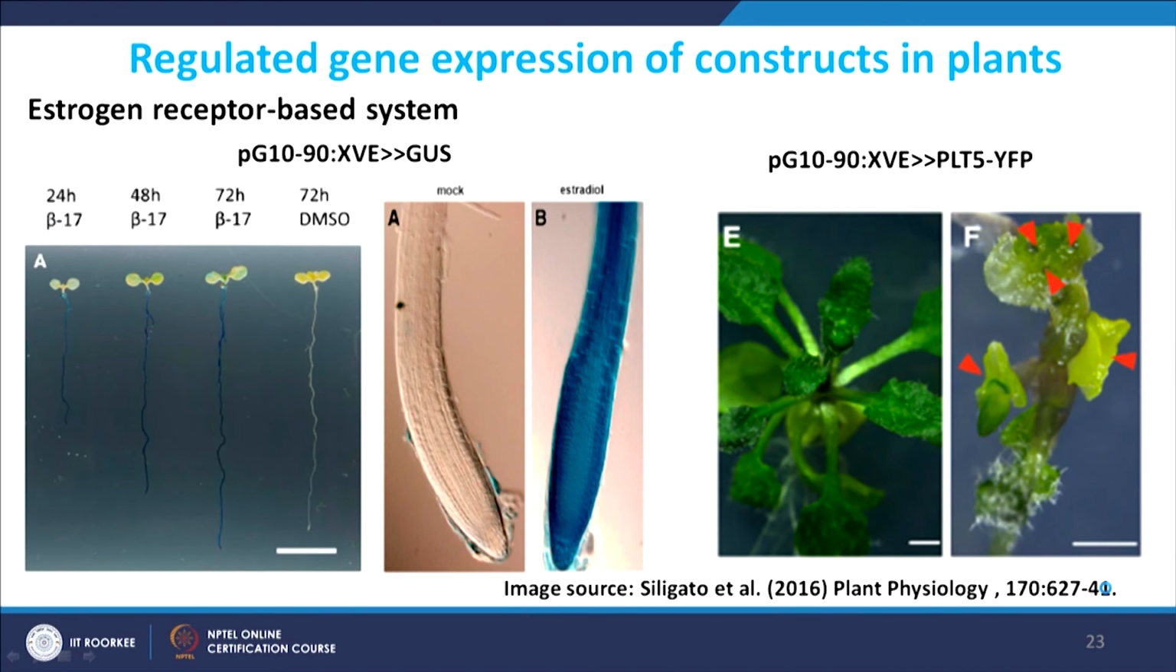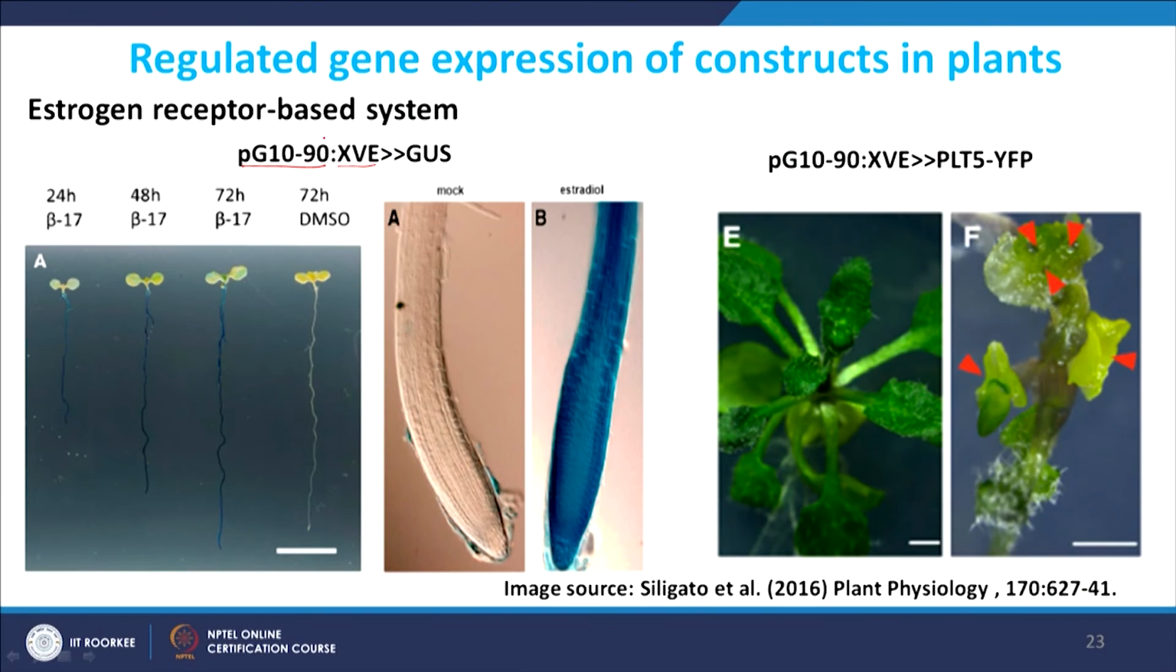But if you see how strongly this is happening, here the promoter is G1090, which is again an artificial, very broadly expressed promoter, so XVE is driven by this promoter, and the downstream gene which is cloned is GUS. If you do not induce the plant, you cannot see GUS expression at all, but when you induce with estradiol at different time points, you can see very strong GUS expression here. This is the enlarged view of the root. You can see under mock treated condition there is no expression, but when you induce with estradiol there is very high expression.